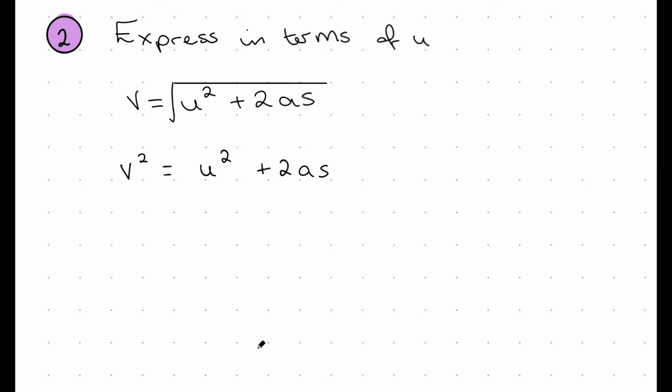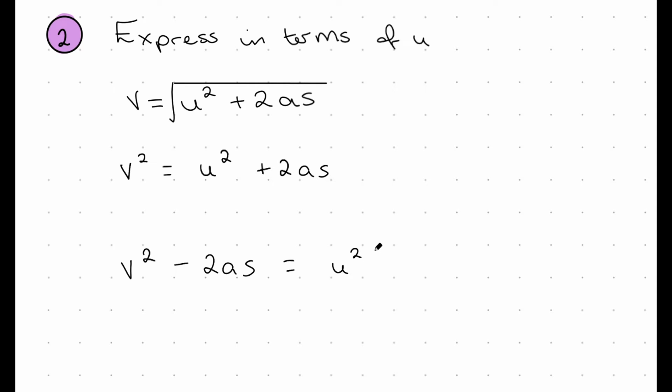Here then again, remember we're kind of working backwards from the PEMDAS rules, so I'm going to actually deal with that addition and subtraction first. So how do I get rid of an addition? I need to subtract it. So I'm going to have v squared minus 2as is equal to u squared.